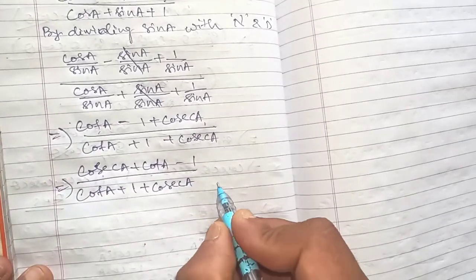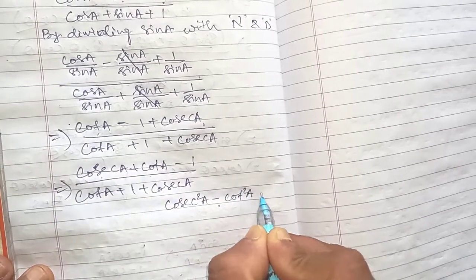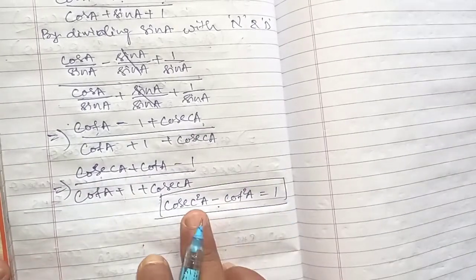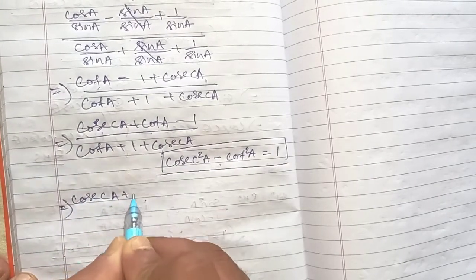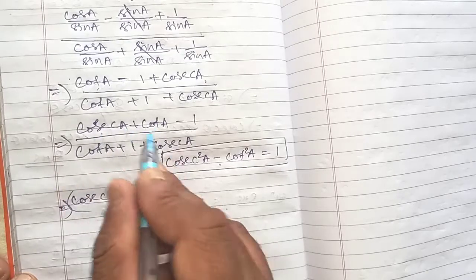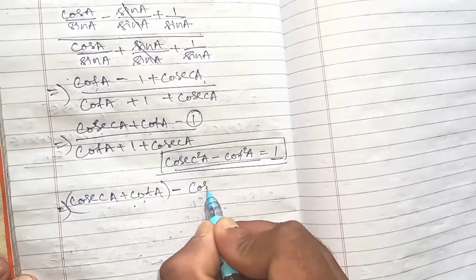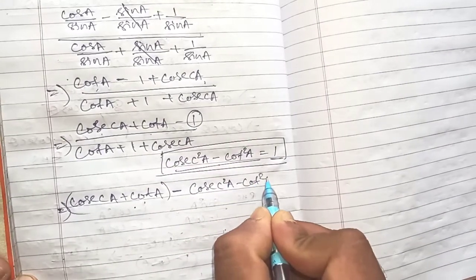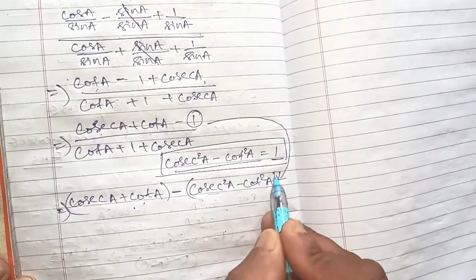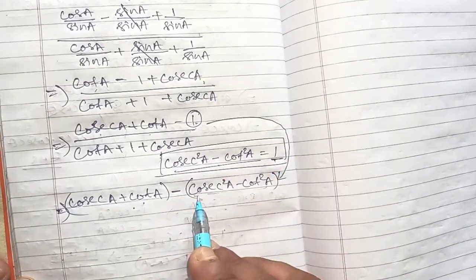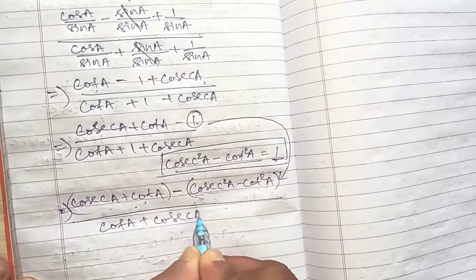Okay, now there is a formula, cosec square theta minus cot square theta equals 1. So what I will do, cosec a plus cot a as it is, this one I am writing inside the bracket, minus, in place of 1, can I write this formula? Are you getting? In place of 1, I wrote this formula because this is also equal to 1. So in place of 1, we can use the formula. And the denominator will be as it is, cot a plus cosec a plus 1.